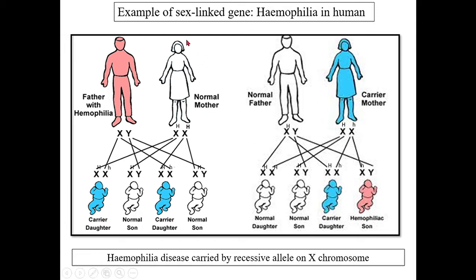So let's analyze this first situation here. Father with hemophilia and a normal mother. Here, the superscript should be small h. So this father has one copy of the recessive gene. Since the Y chromosome doesn't have the gene, that's why the disease occurs. This father has hemophilia, and so that means for the gametes.